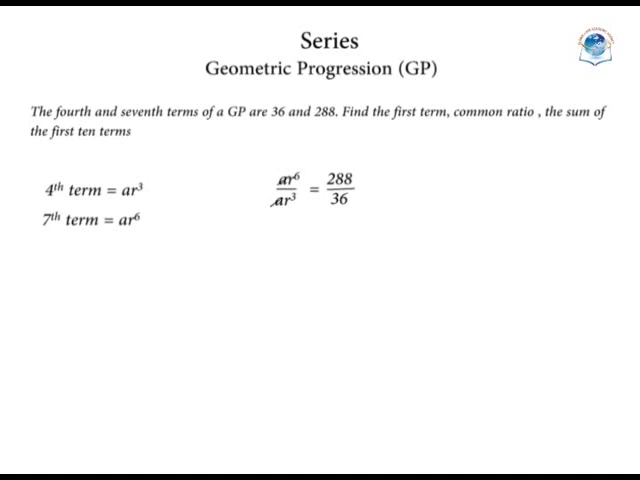R raised to power 6 over R raised to power 3, we simply subtract the powers. So R raised to power 3 is equal to 8, finding the cube root, R is 2. To find A, we substitute in any of the equations. We use the first one, it's easier. A times R raised to power 3 is 36. We already found R is 2, therefore A times 2 cubed is 36. If you divide that, you'd get A is 4.5. S10 is equal to 4.5 into 2 raised to power 10 minus 1 over 2 minus 1.